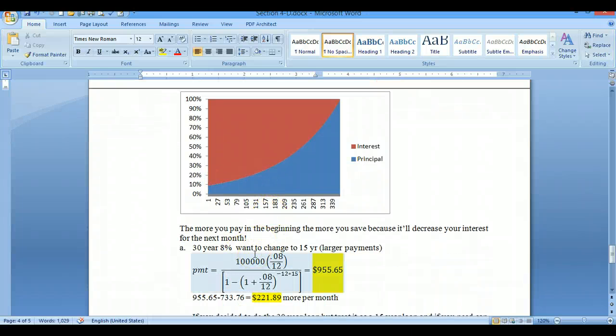All right, so we have a 30-year 8%, and we want to change it to a 15-year, which means we have larger payments, just like we talked about if I paid a little bit more. So I'm changing it from a 30-year to a 15-year, and it will make larger payments, but overall, we will have less interest paid. So I'm going to take my $100,000 loan, and I have an 8% APR over N, which is 12. 1 minus the quantity 1 plus APR of 8% over 12 raised to 12, and in this case, 15 years versus our previous example of 30 years at 8%.